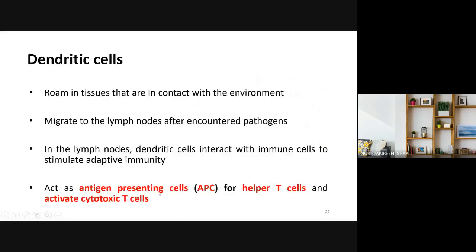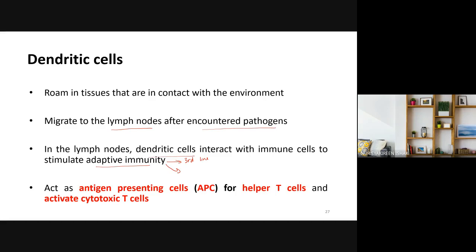Same goes to dendritic cell. Dendritic cells roam in tissues that are in contact with the environment. So it migrates to the lymph nodes after encountering the pathogens. In the lymph nodes, dendritic cells will interact with immune cells to stimulate adaptive immunity. Adaptive immunity is the third line defense, or we can also call it the acquired immunity.